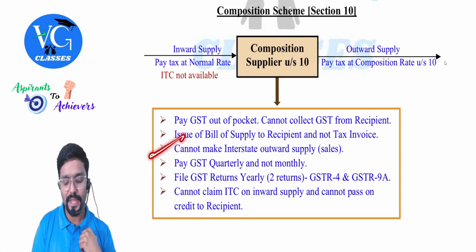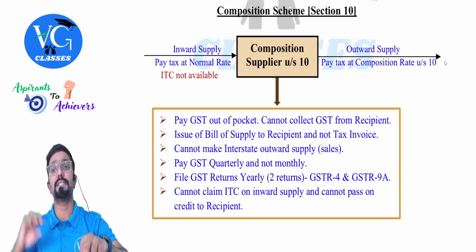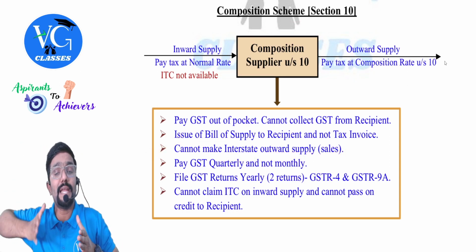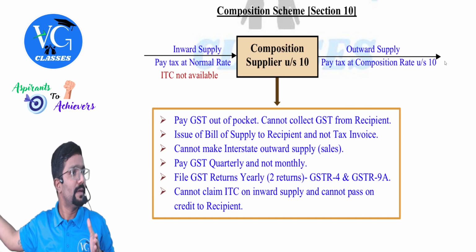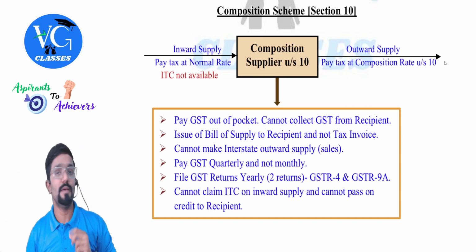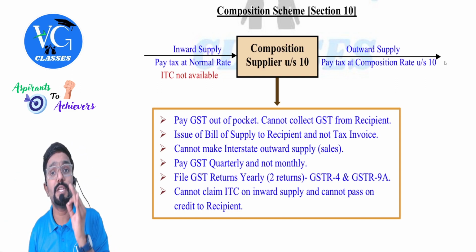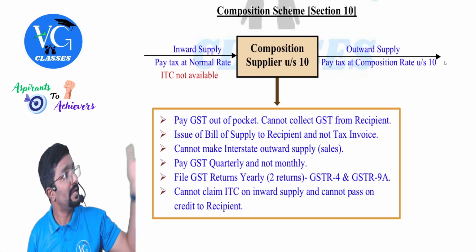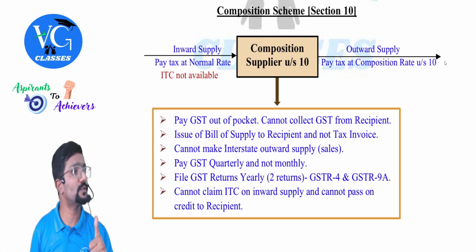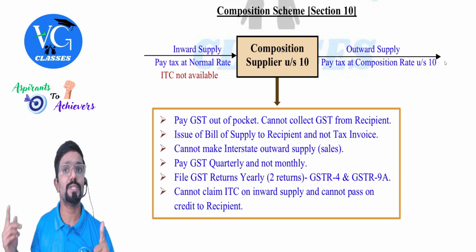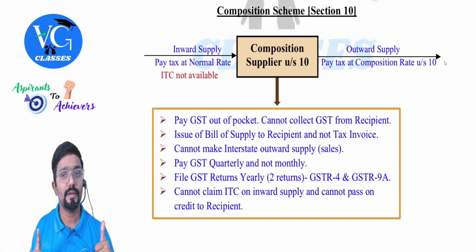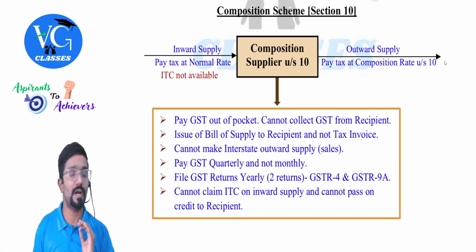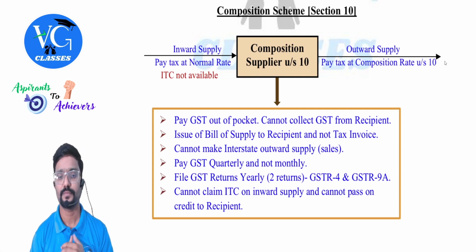Next, cannot make interstate outward supply. That is sales. Guys, listen. Can I supply outside the state? No. Can I supply within the state? Yes. The restriction is only for sales. Sir, can I purchase from outside the state? Yes. But I cannot sell outside the state. I repeat, I cannot sell outside the state, but I can purchase from outside the state.